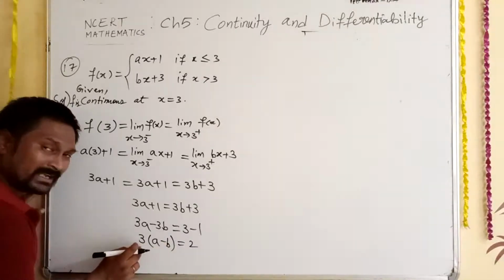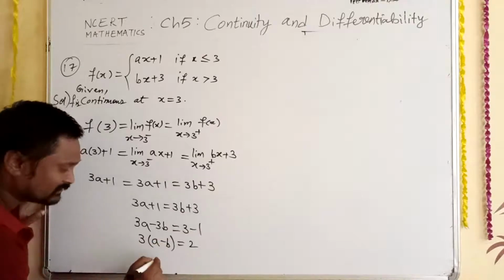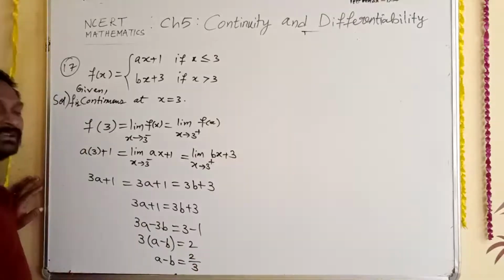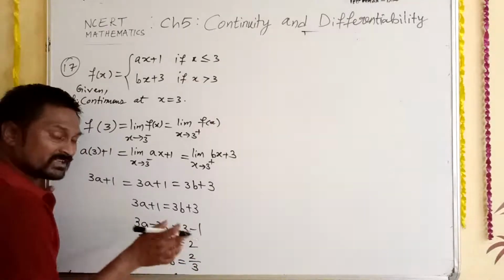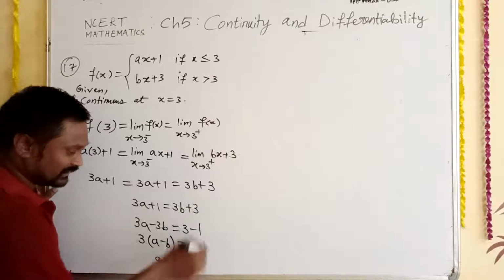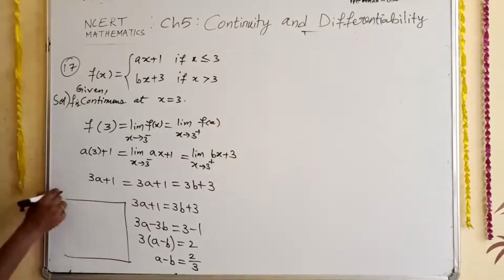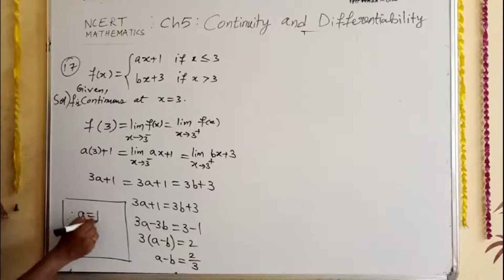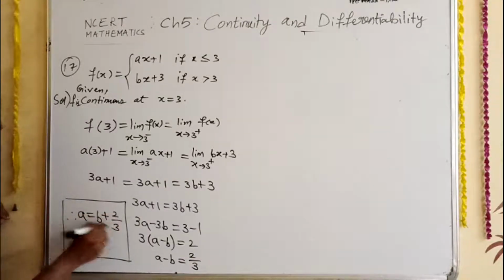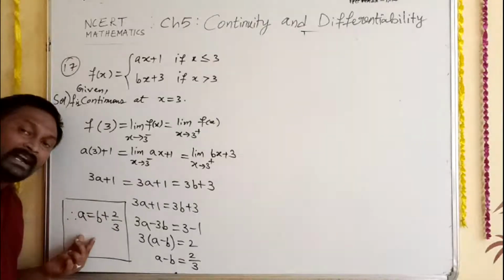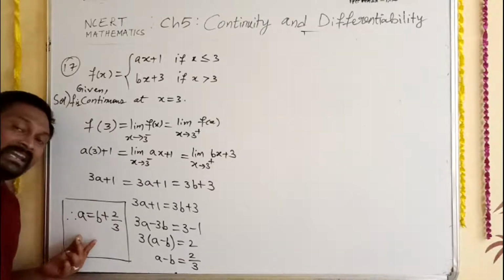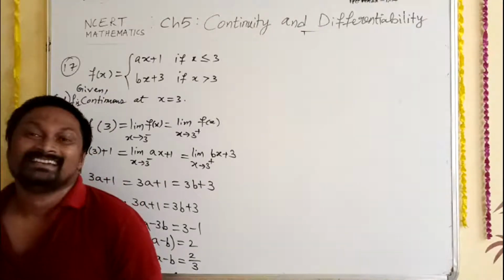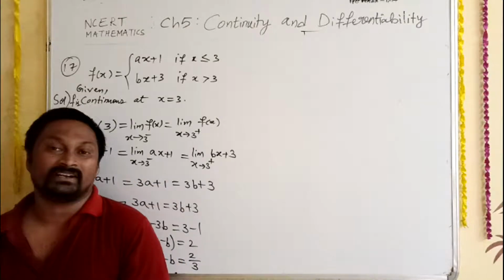Now 3 is multiplied here, let's say dividing. So a minus b is equal to 2 upon 3. So they asked for the relation between a and b. You can write up to here, or still simplify and write the answer as a is equal to b plus 2 upon 3. This is your final relationship between a and b. Now tell me, it is a very difficult question, right? This kind of question we need to solve now.